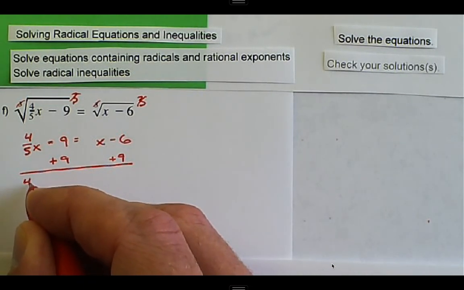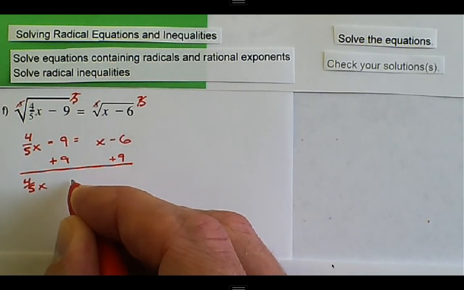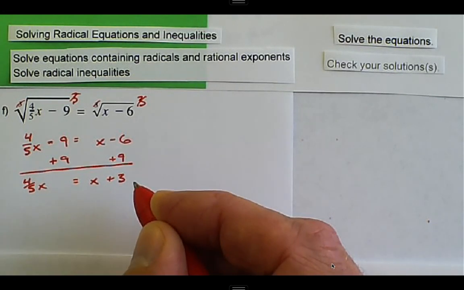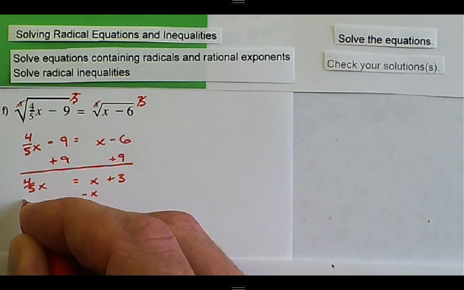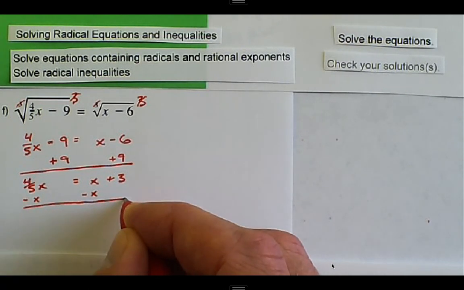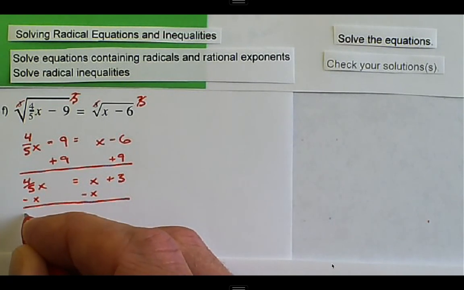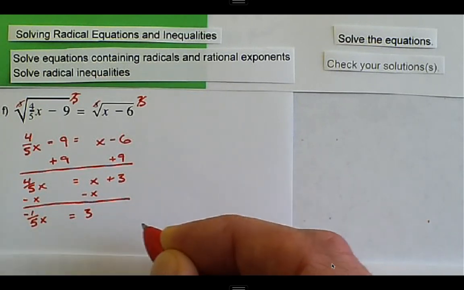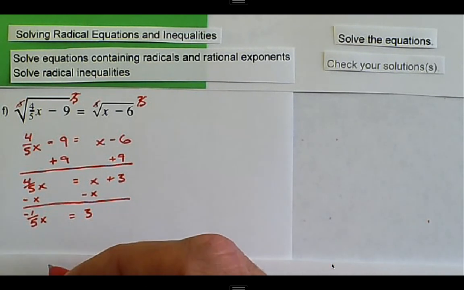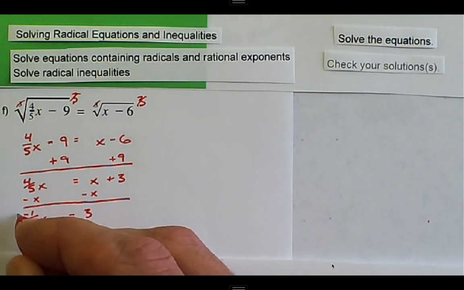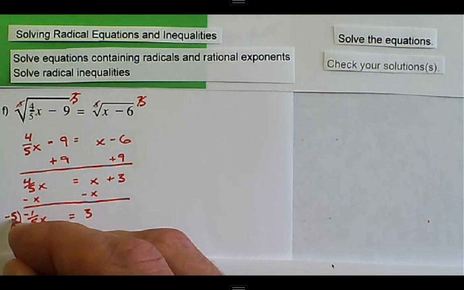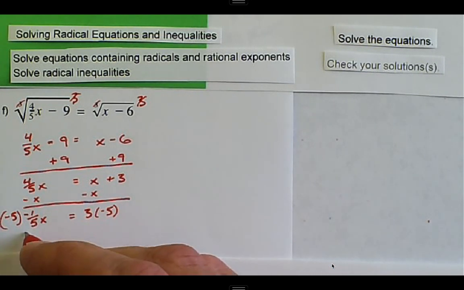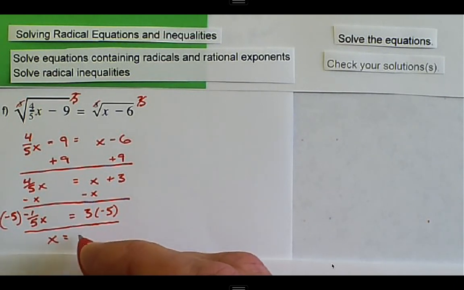And then we get 4/5 x is equal to x plus 3. And then we can subtract x, and we get negative 1/5 x is equal to 3. And then in order to get rid of this fraction, we have to divide by -5, so we can multiply both sides by -5. And we get x equals -15.